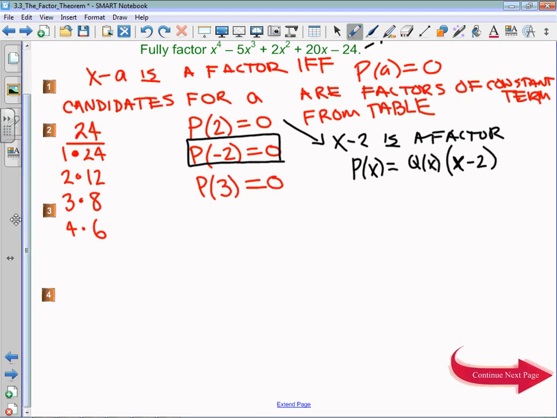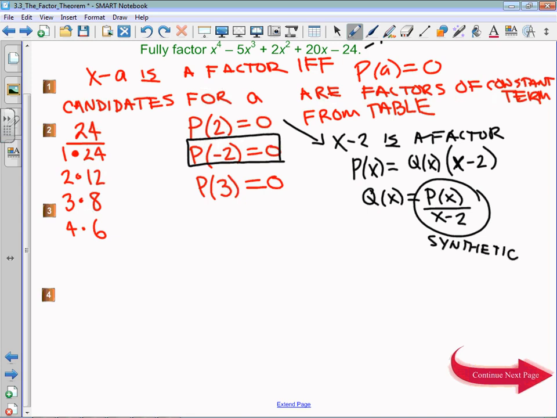So what I'm going to do is use this table and figure out Q of x. I'll just write underneath it that Q of x is equal to P of x divided by x minus 2. This I'm going to do synthetic for. All right, again, just trying to show you the different techniques. So to set up synthetic, I'm going to put that kind of L. I'm going to put the value of x that makes my factor 0, which is positive 2, because we're dividing by x minus 2.